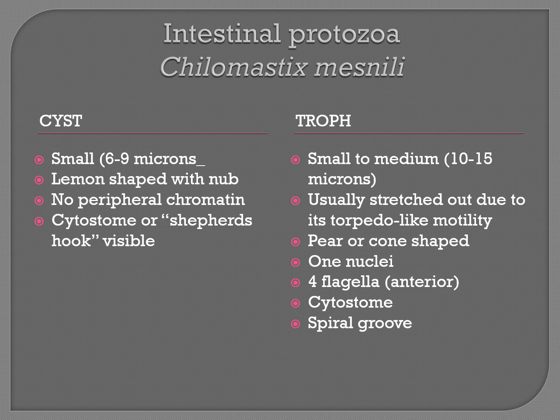The trophs are small to medium at about 10 to 15 microns. Usually they're stretched out due to that torpedo-like motility. They can be pear-shaped or cone-shaped. They'll have 1 nucleus and 4 anterior flagella, and they also have a cytostome, the rudimentary mouth. The troph could also have what's known as a spiral groove, which has to do with its torpedo motility. As it moves through the stool samples, it turns very quickly around in circles like a torpedo. It forms that spiral groove, and I'll show you that in a couple images.